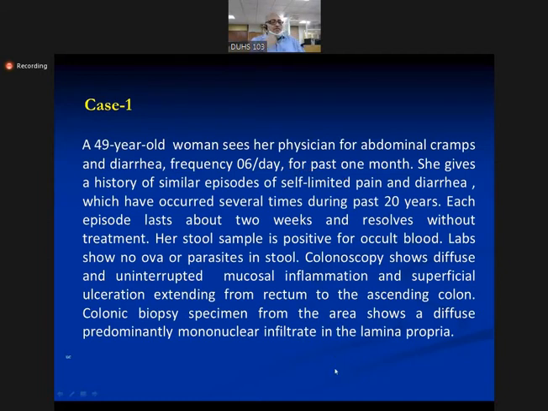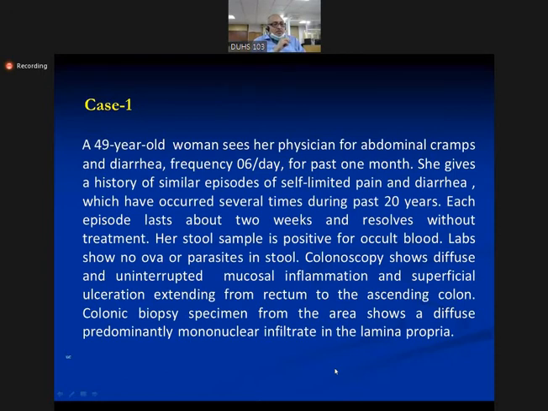Now, this is the first case scenario. And in this scenario, I've tried to portray a case of a 49-year-old woman with a 20 years history of abdominal pain and diarrhea. Okay. So, and the stool contains traces of blood. It contains occult blood.